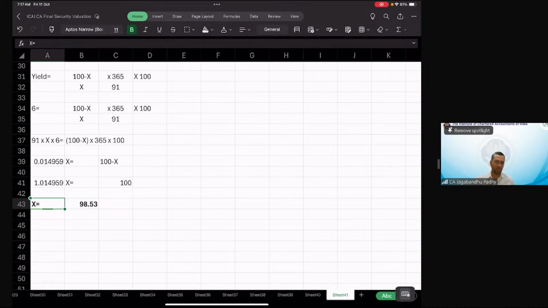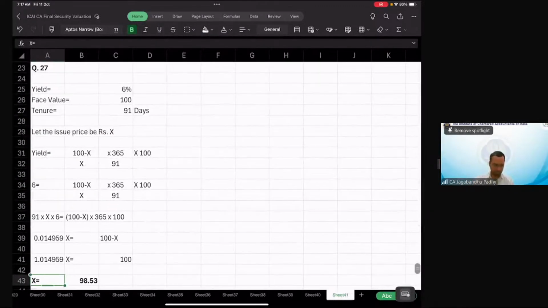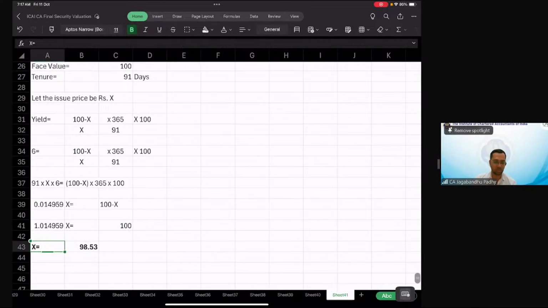So if the government is issuing you a treasury bill at a price of 98.53 and it is going to redeem it at a full value of 100, then we can say you're going to get a return of 6%. Okay. So that is question number 27, which is pretty easy for calculating the yield.